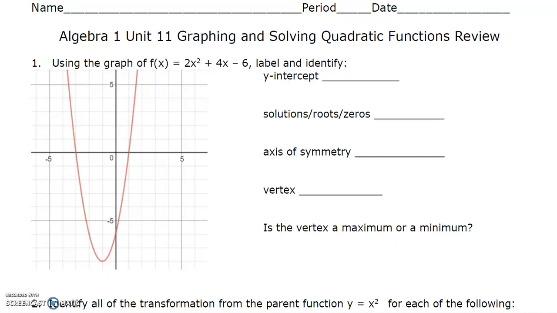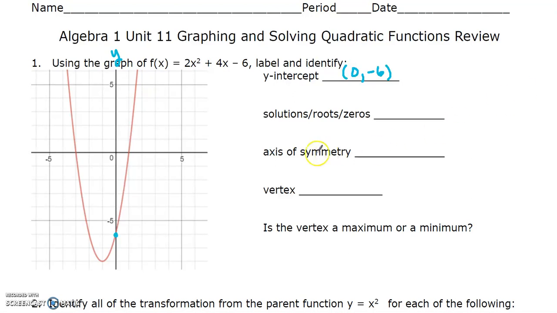Okay, today we're going to go over the Algebra 1 Unit 11 review. So number 1 says, using the graph of f of x equals 2x squared plus 4x minus 6, label and identify. The equation has already been graphed for us, and all we have to do is pick out these things. The first one is the y-intercept. Of course, that's where it crosses the y-axis, so I just go down. Here's my point. The coordinate for that point would be 0, -6.